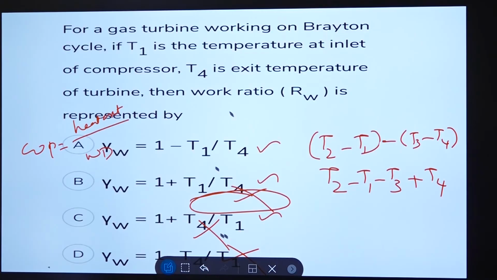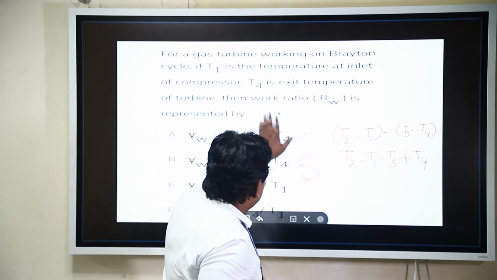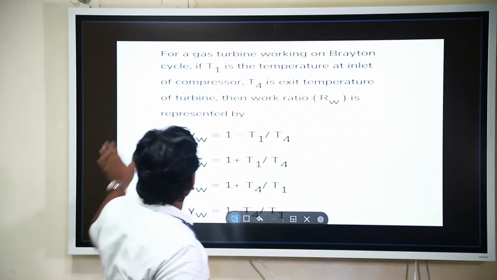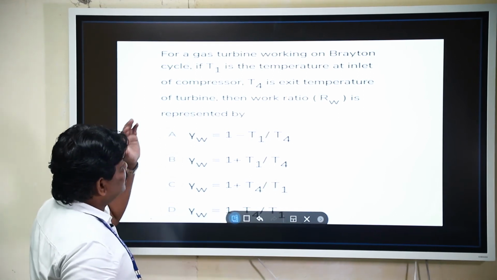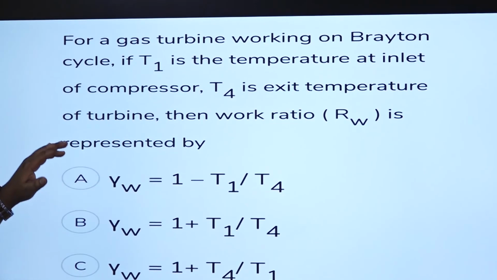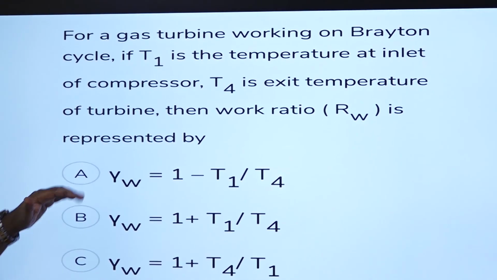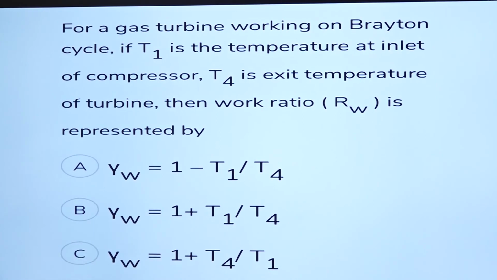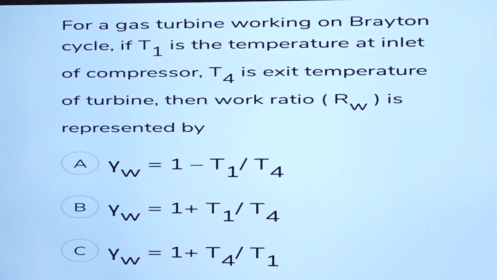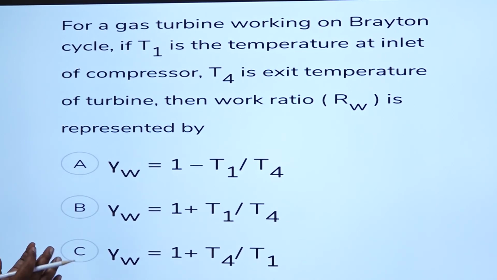Okay, the next one is: for a gas turbine working on the Brayton cycle, if T1 is the temperature at the inlet of the compressor and T4 is the exit temperature of the turbine, then what is the work ratio? So you should find the work ratio. Here you have different options. So you have to change T1 by T4.